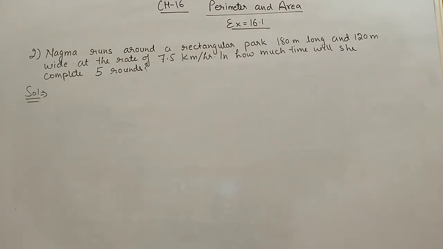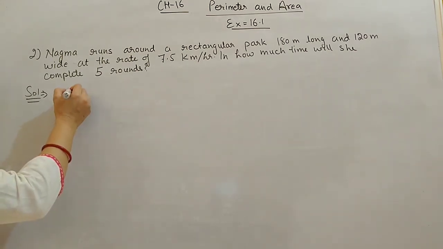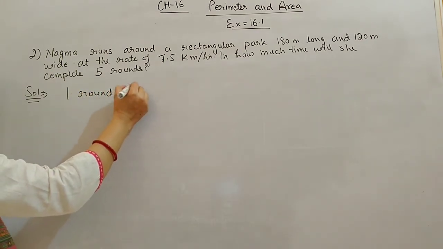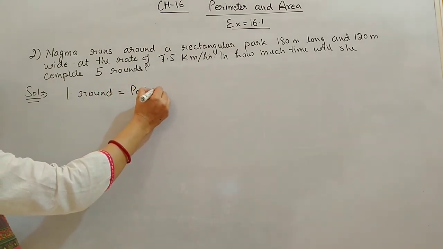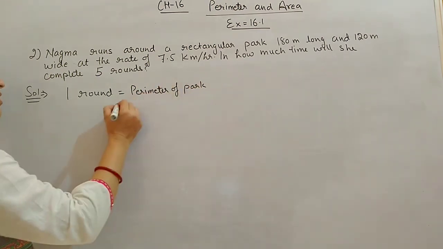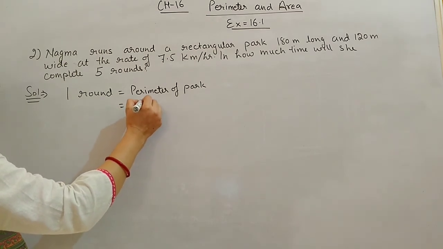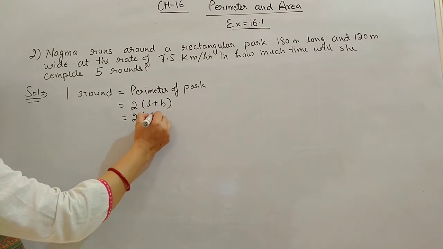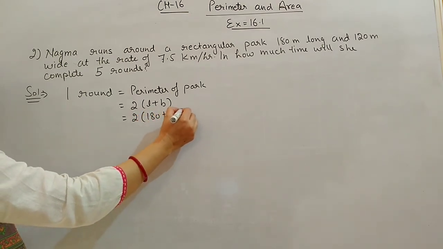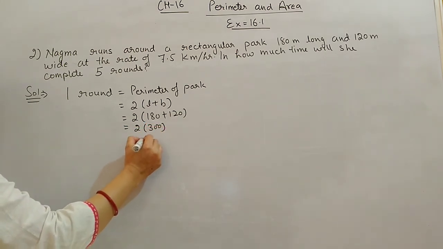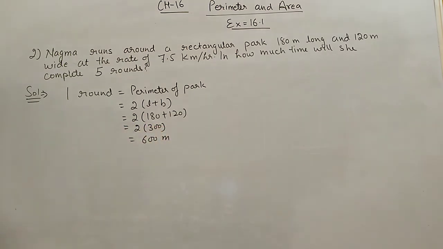Distance covered in 1 round is equal to the perimeter of the park. So perimeter of park, 1 round, is equal to 2 times (L plus B). Length is given here 180 and breadth is given 120. So 2 times 300, which is equal to 600 meter.